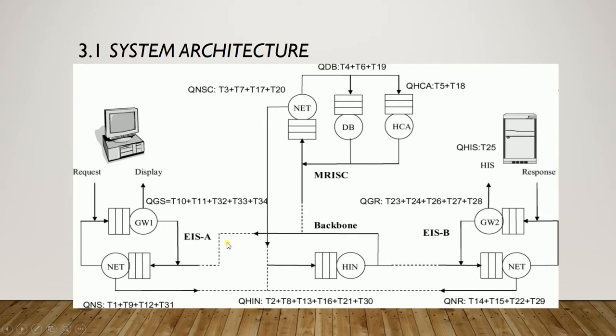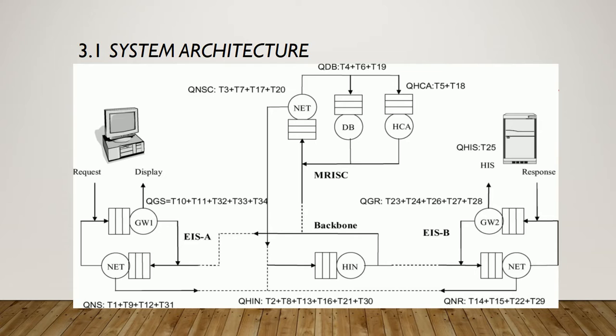And after that, the EIS A communicates with the EIS B from the server center MRISC and requests the medical personal information. In this process of communication between EIS A and EIS B, the HL7 standard is needed to encrypt and decrypt the message of the medical personal private information.